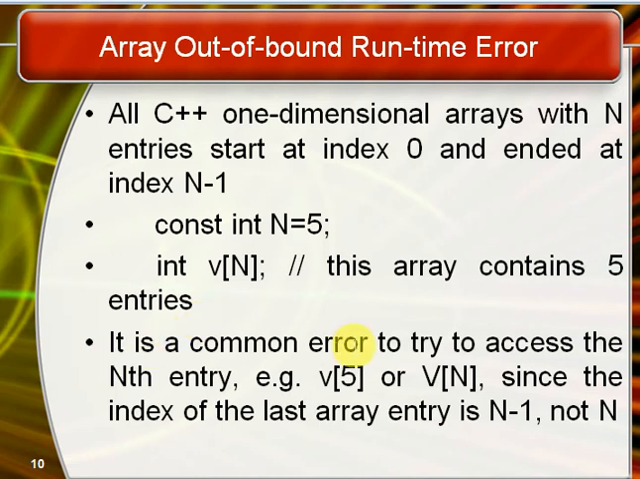It is a common error to try to access the nth entry, for example, v[5] or v[n] or any other higher entry, since the index of the last array element is n-1, not n or any other greater value.